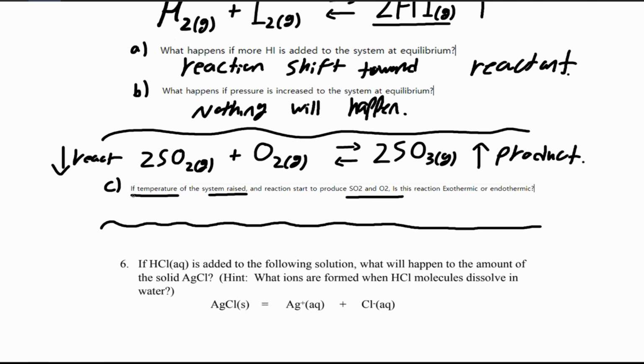But according to the question, it is stated that the temperature of the system is raised. So in this case, we can reason that it is not about decreasing a reactant, it is increasing a product, which is heat. So when you increase the temperature, heat is also going to increase. And because heat is a product, and we increase the amount of product, the reaction is going to shift towards the reactant, which is starting to produce SO2 and O2. So as soon as heat is on the side of the product, this reaction is exothermic.